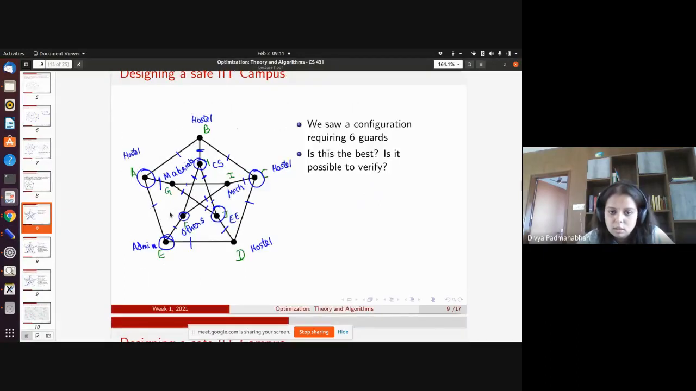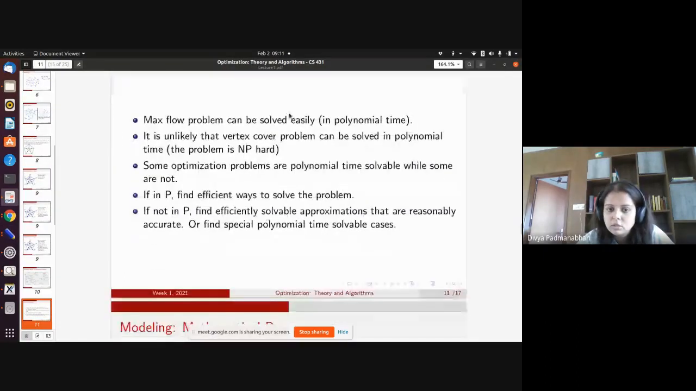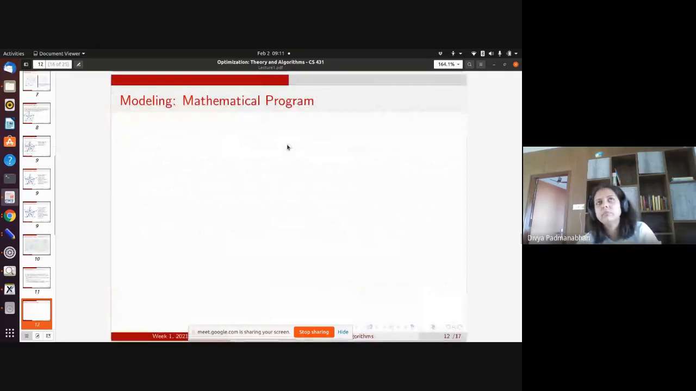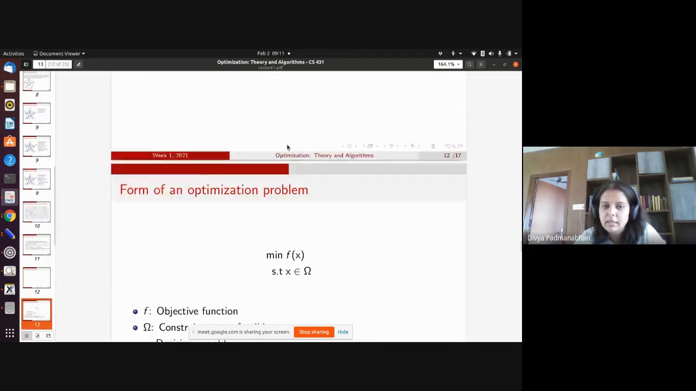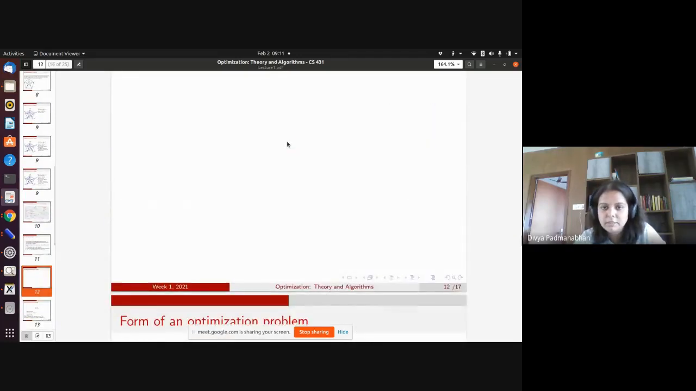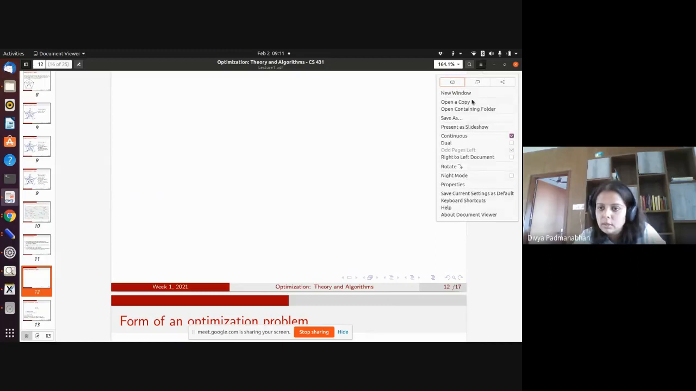So that was about modeling. Sometime when I give you the first assignment, I'll also give you some exercises to model. It's a very important part of optimization, how to model problems. So let me continue from this point.